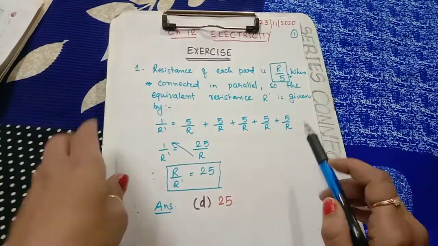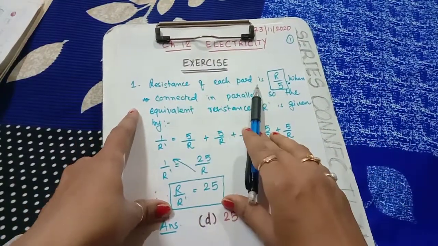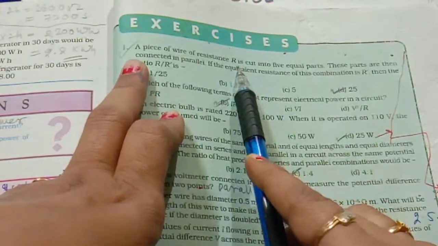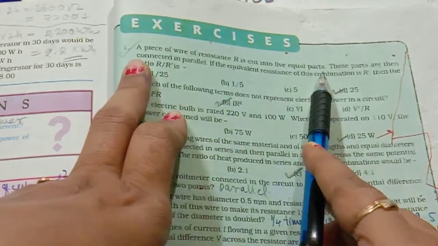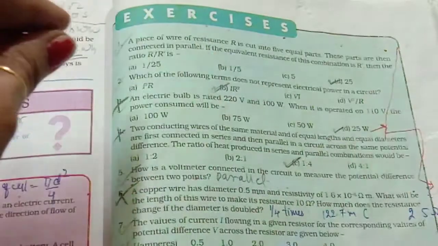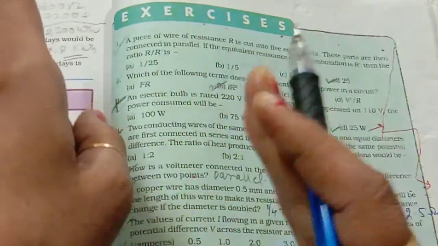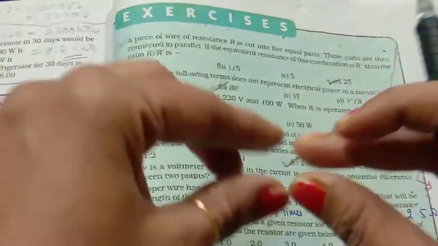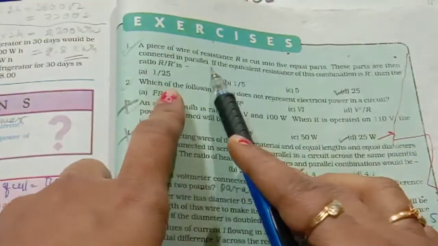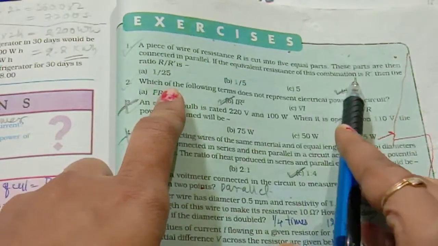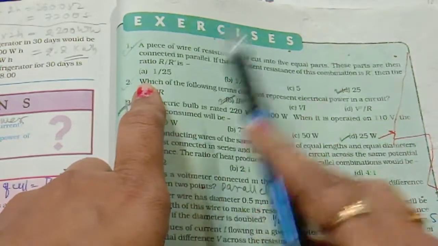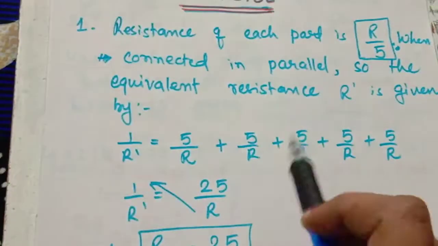The first one, resistance of each part is R by 5. Let me read from the textbook. Question: a piece of wire of resistance R is cut into 5 equal parts. One wire is to be cut into 5 equal parts. These parts are then connected in parallel. If the equivalent resistance of this combination is R prime, then what is the ratio R by R prime? So how should we solve it?